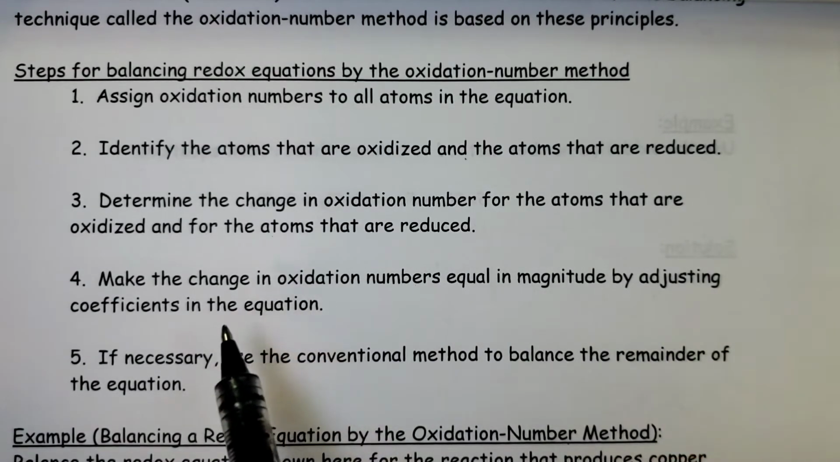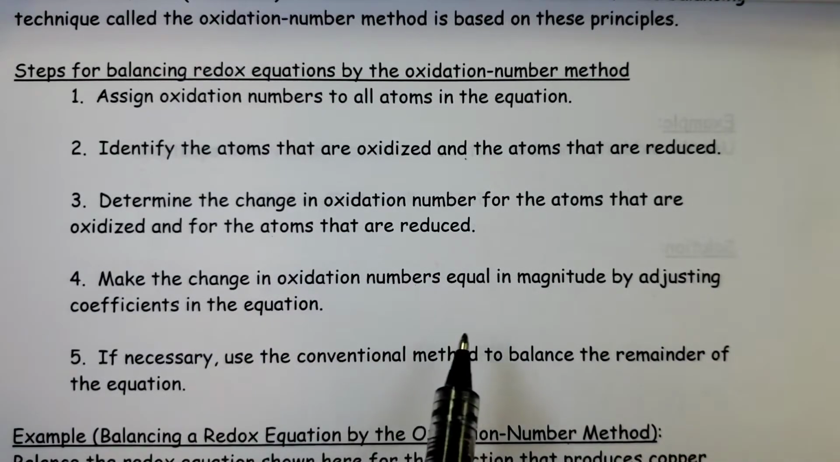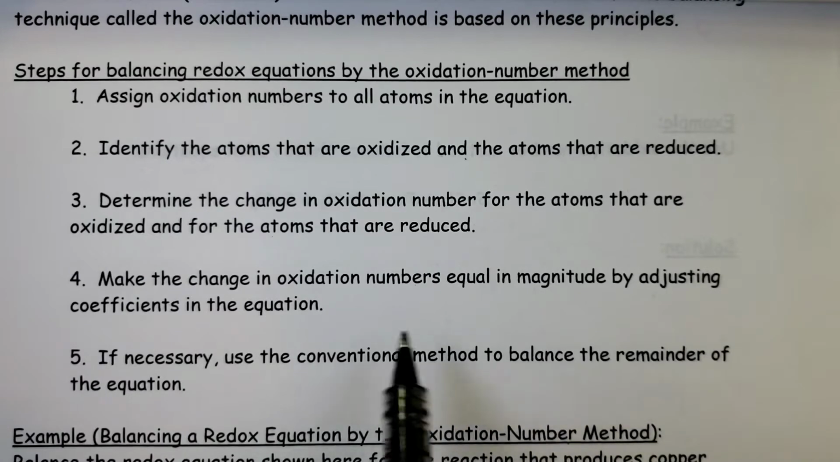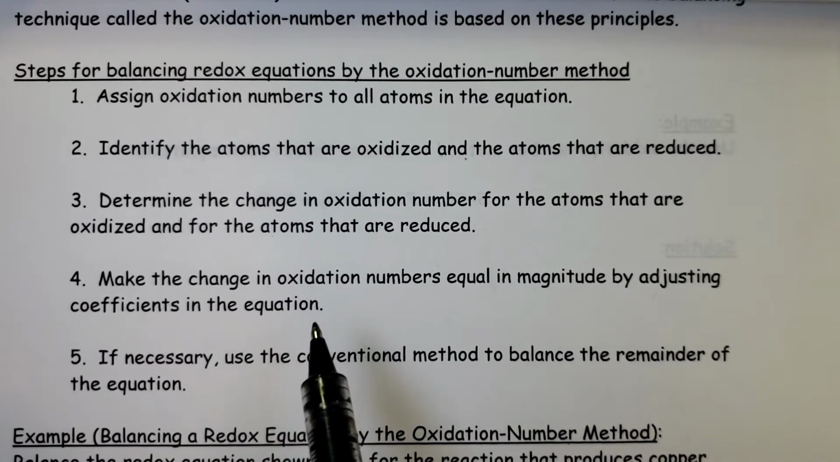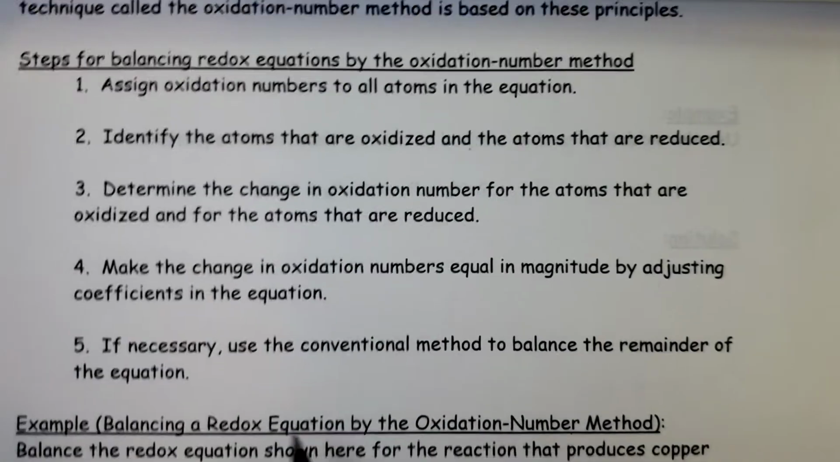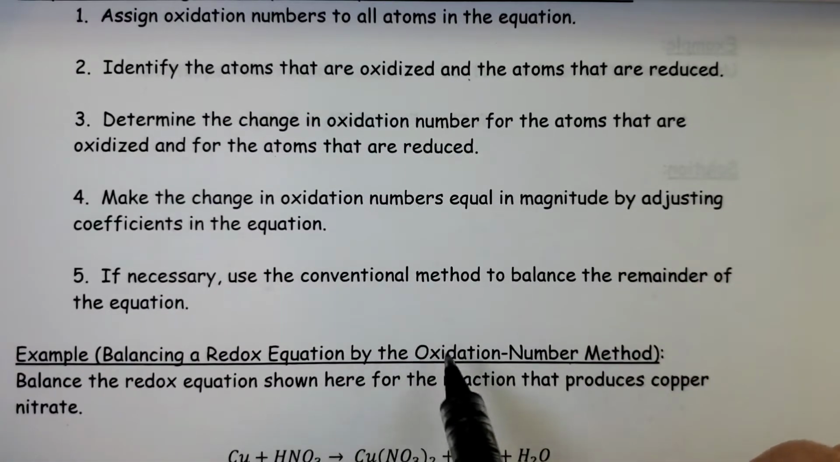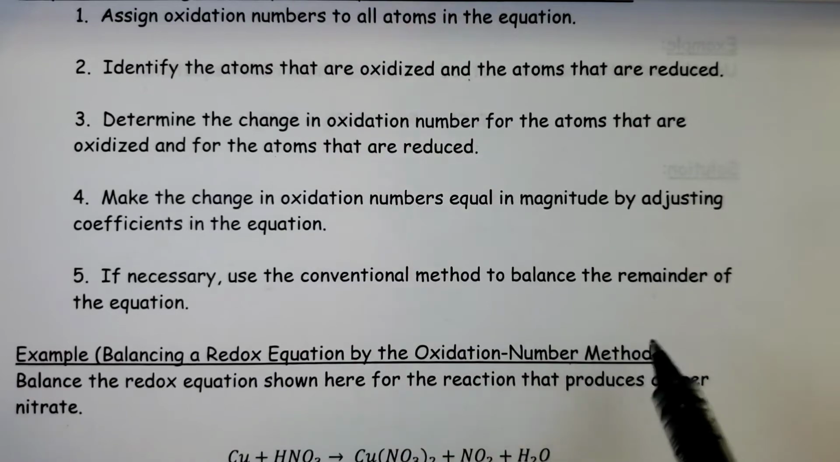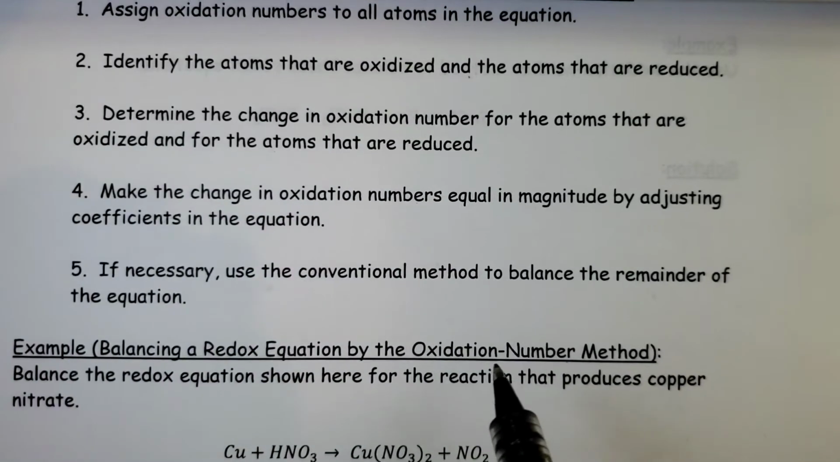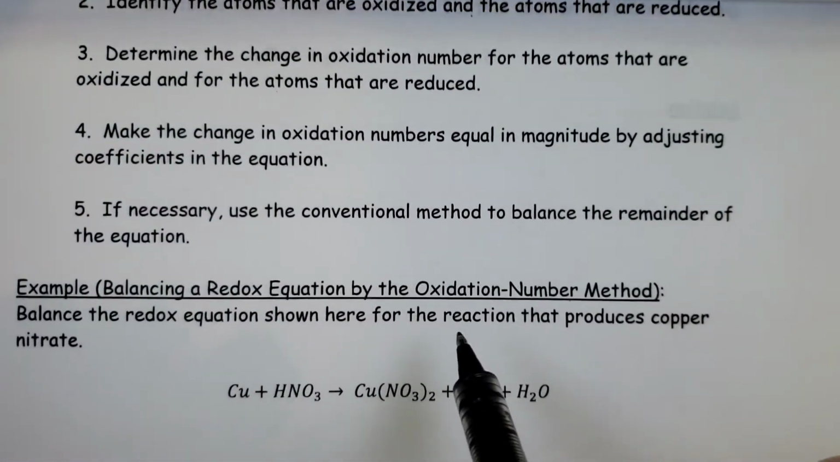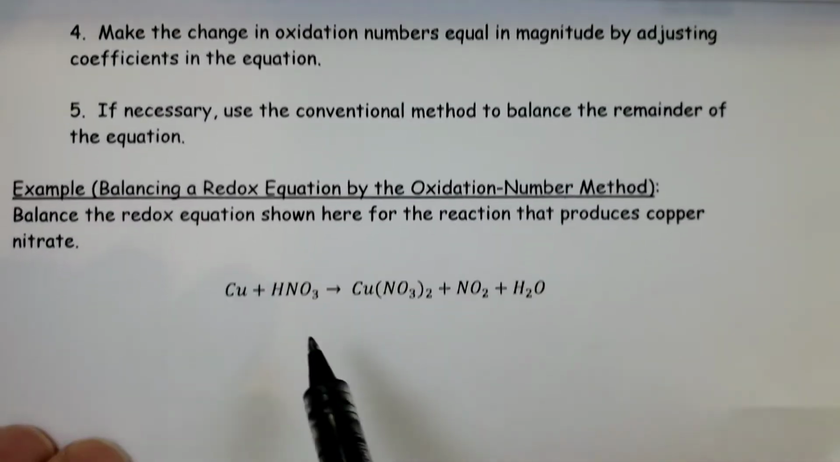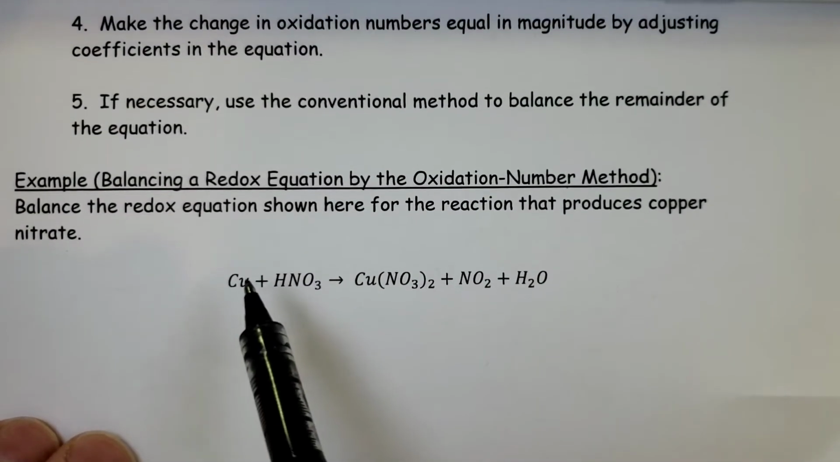The new part here will be this: make the change in oxidation numbers equal in magnitude by adjusting the coefficients in the equation. So here's where the balancing comes into it. And then if necessary, to finish it off, you may have to use conventional methods to balance, just like we did back in previous science courses, Science 10 and Physical Science 20. So look at this example and run through all those steps.